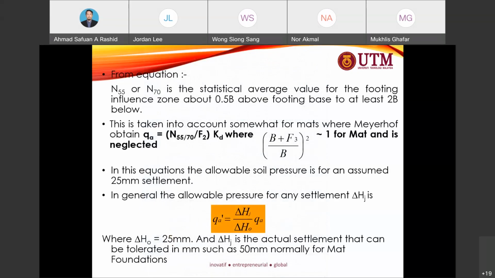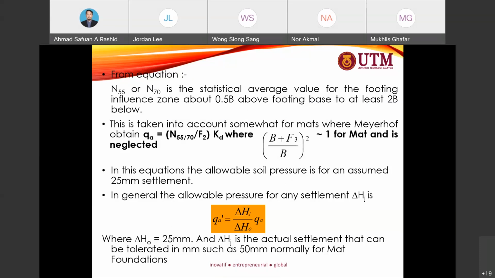N55 is the statistical average value for the footing, in the zone from about 0.5B above the footing base to at least 2B below. This is taken into account where Meyerhof obtained QA equals N55 over N70 F2 and so on. This is the approach for the mat foundation. In this equation the allowable pressure is for the assumed 25 millimeter settlement.